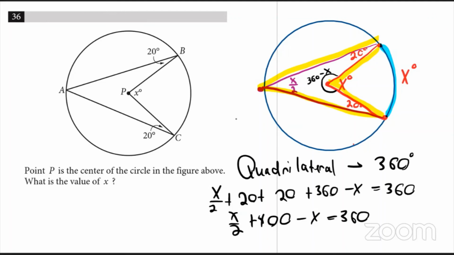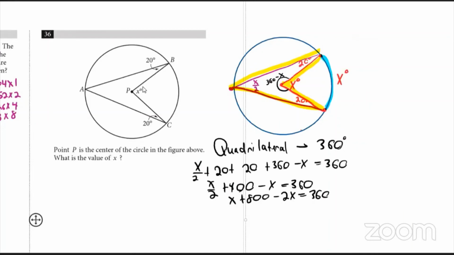And here I might multiply both sides by 2. x plus 800 minus 2x equals 360. Combine like terms again. x minus 2x is negative x. Take away 800 from both sides.